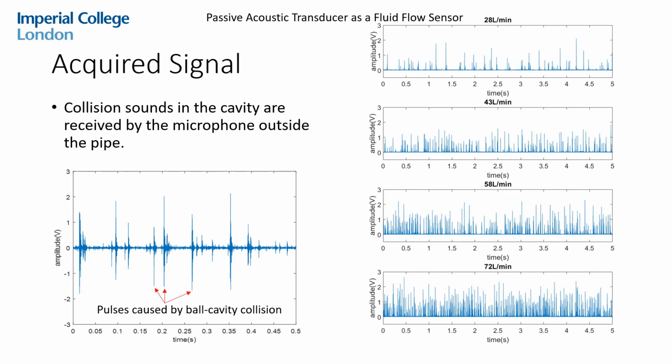And as you can see in the plot on the left, you can see acoustic pulses that were created by the ball cavity collision, and the microphone received those acoustic pulses. And the plot on the right shows the absolute values of the signals over a 5-second period for different flow rates. As expected, the higher the flow rate, the more peaks can be seen. And we can then find the mean of the signals and correlate them with the reference flow rate.